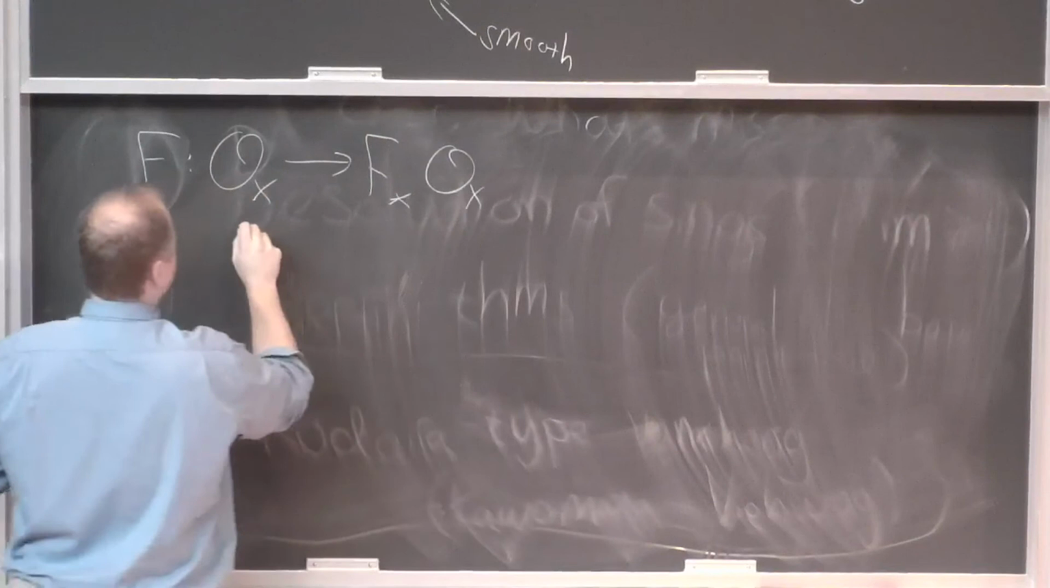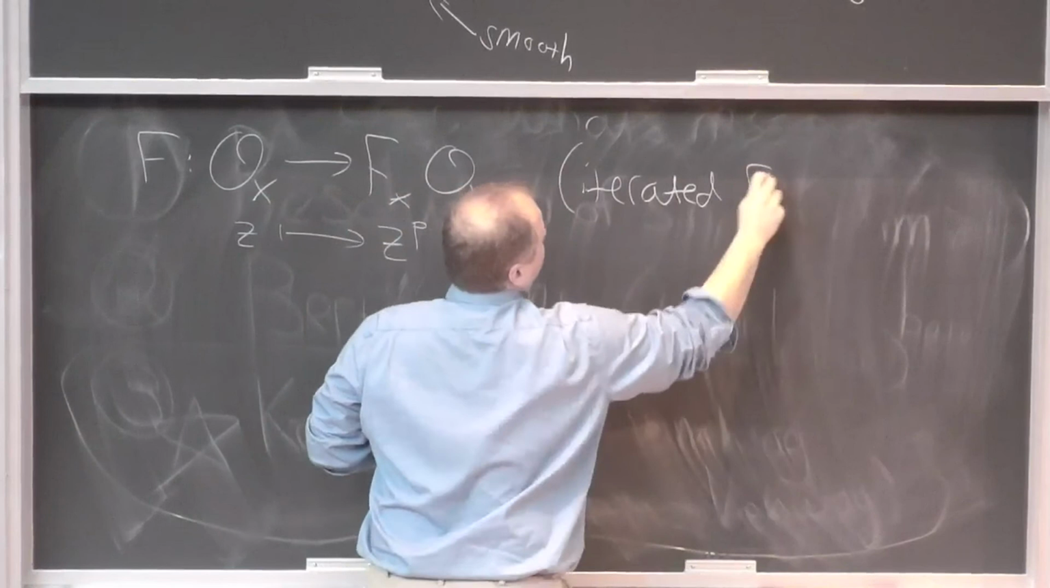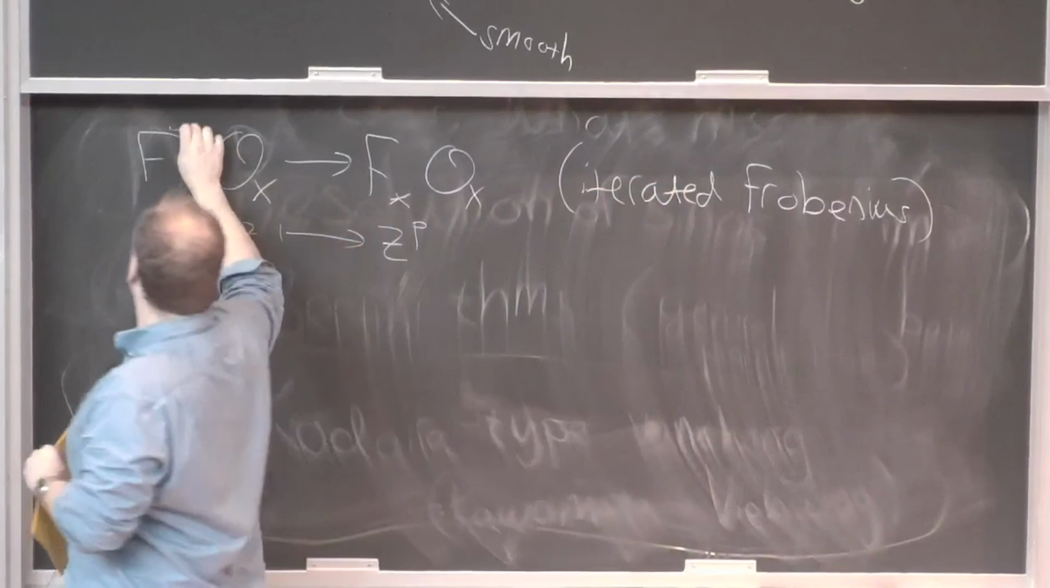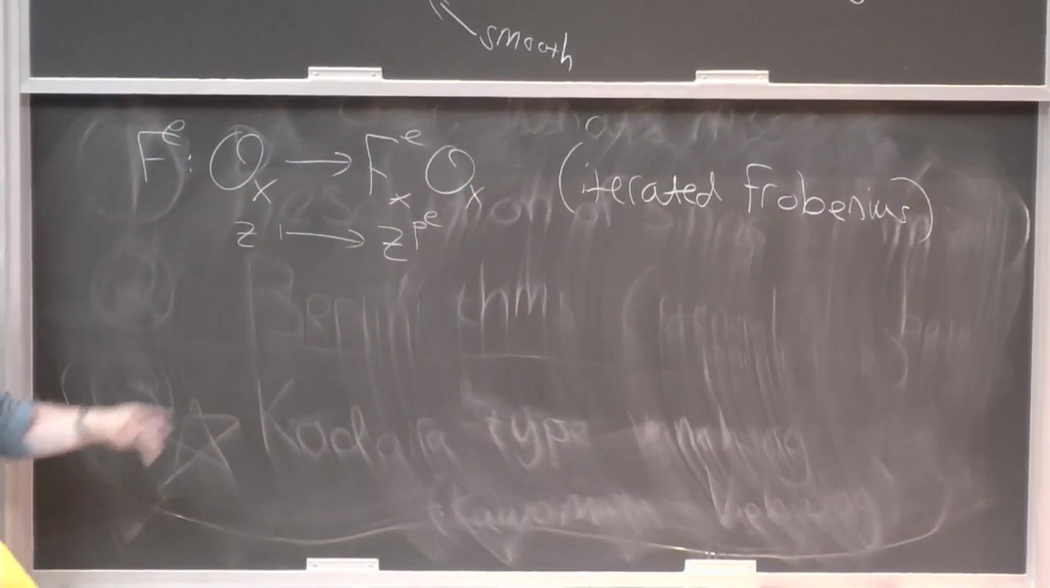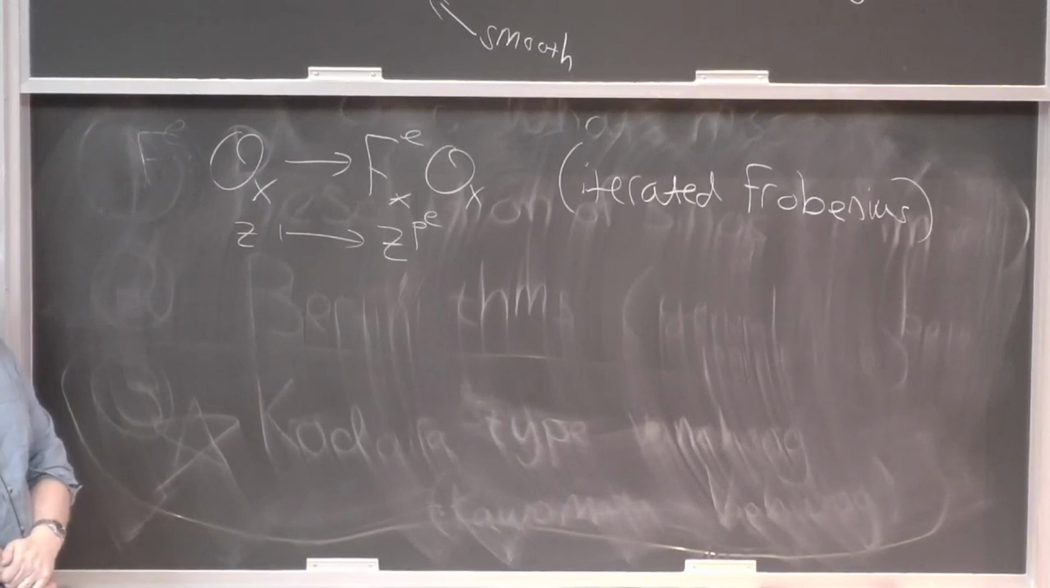But I can iterate it. I can apply this map over and over again, maybe e times, and I get some kind of map like this. Well, F to the e is the map on the variety, so I shouldn't call it that. But this is my e-iterated Frobenius. Okay, so let's think for a second how this works.